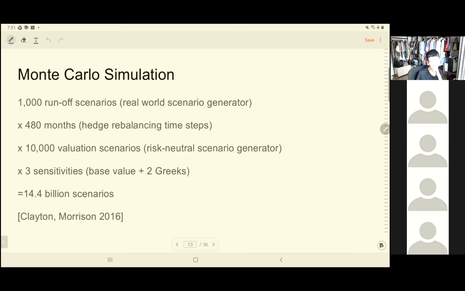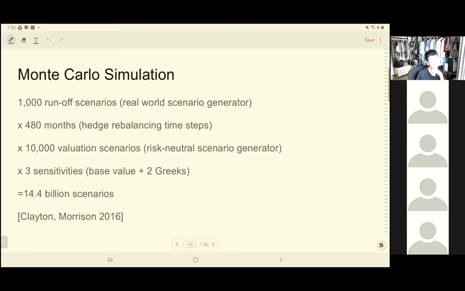Here's an example that's taken from a paper by Clayton and Morrison from Moody's in 2016. It may be worth saying that the reason I included the date is that this hedging approach seems to be changing on a relatively fast basis. So what's reported in Moody's 4 years ago may not be the state of the industry at this point in time. My understanding is that the industry has moved towards hedging on a more regular basis. And also, some people are using substantially more sophisticated techniques to do this estimation.